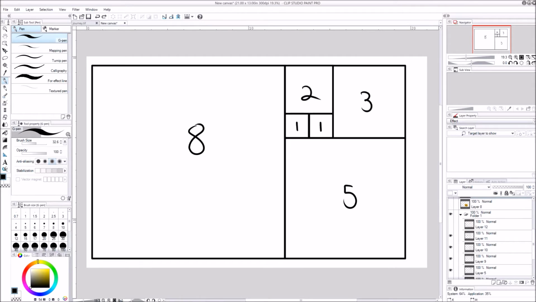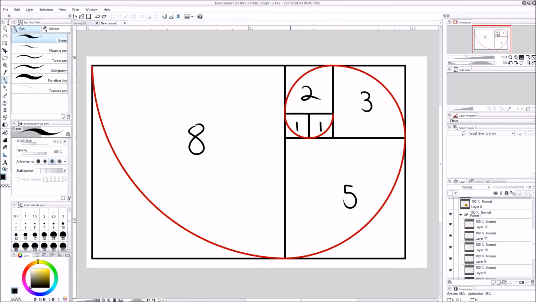But anyways, if we connect all of these squares and draw an arch from each corner, it's going to create a spiral effect like this. This is the Fibonacci spiral, and you've probably heard that talked about at least a couple of times, especially in art history courses. A lot of old paintings, especially academic paintings, would have the Fibonacci sequence in it, and also a lot of photography as well.